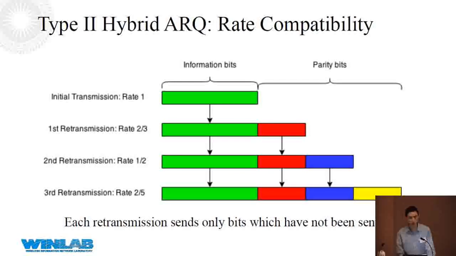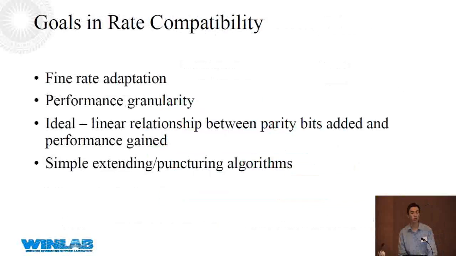So there are a few goals that we're looking for in rate compatibility. The first of these is a fine amount of rate adaptation, the ability to support a very large set of codes of a lot of different rates. Performance granularity, the idea that we can have a lot of different levels of performance changing the rate very, very finely. The ideal relationship between these two is that there's some sort of linear relationship. The amount of parity bits added gives a predictable amount of performance gained, and there's no big jumps, so we don't add a small amount or remove a small amount of parity and then get a huge drastic increase or decrease in performance.